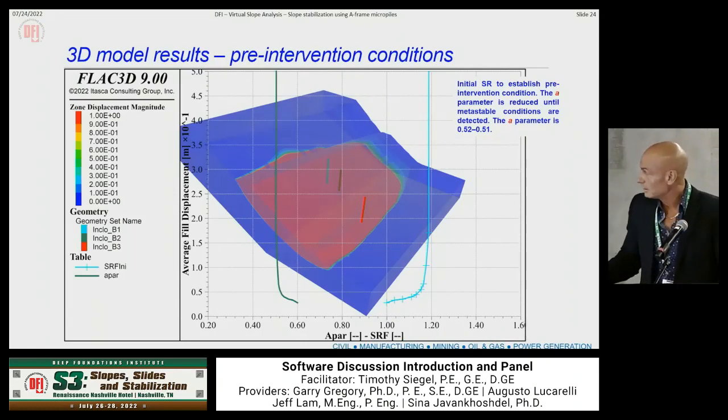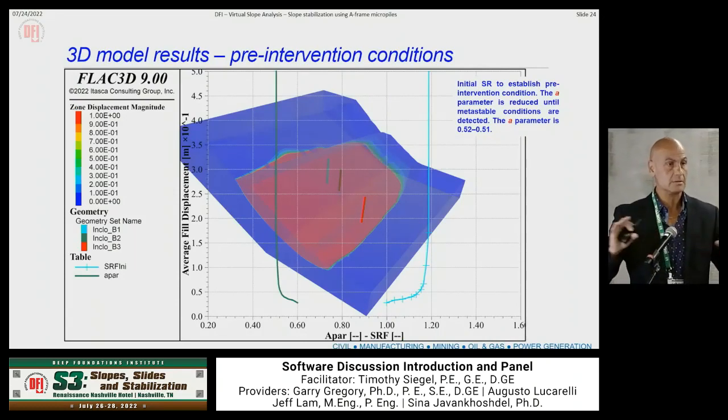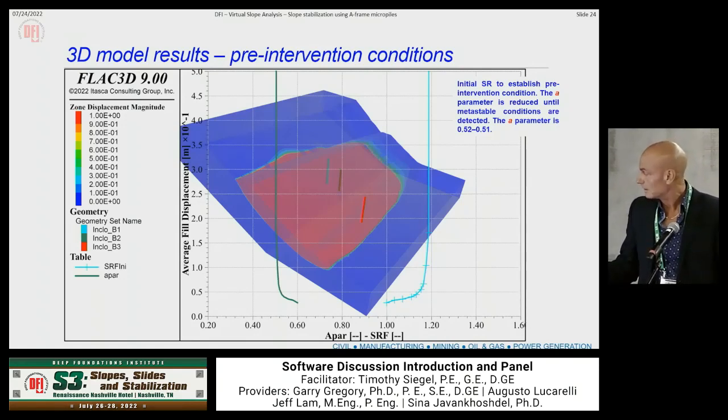Now let's go to the 3D. It's essentially the same concept. You start with initializing the model. You reduce the strength, like we see here.